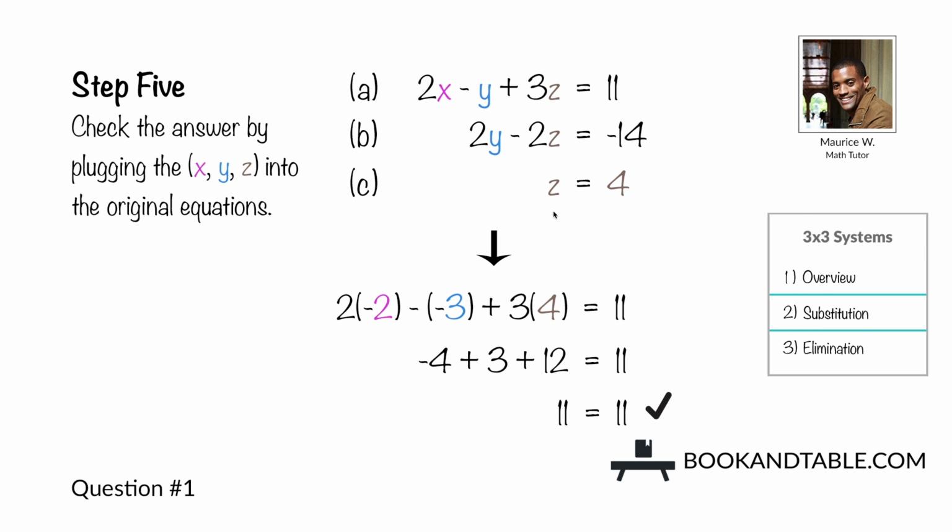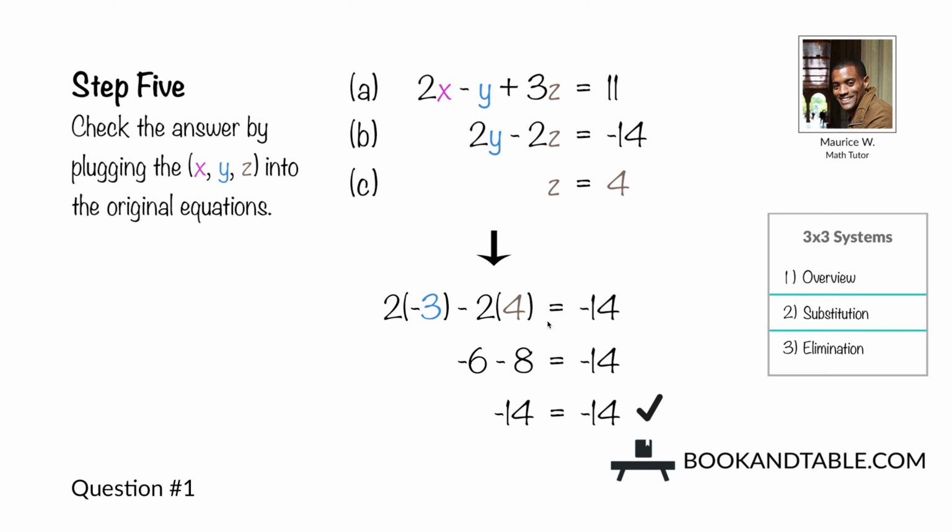When we plug them into equation A, we get 2 times negative 2, which would be negative 4, minus negative 3, which would be plus 3, plus 3 times 4, which would be positive 12. Negative 4 plus 3 would be equal to negative 1, and negative 1 plus 12 is equal to positive 11. And since we wind up with the true statement 11 is equal to 11, that confirms that these are the correct values for x, y, and z.